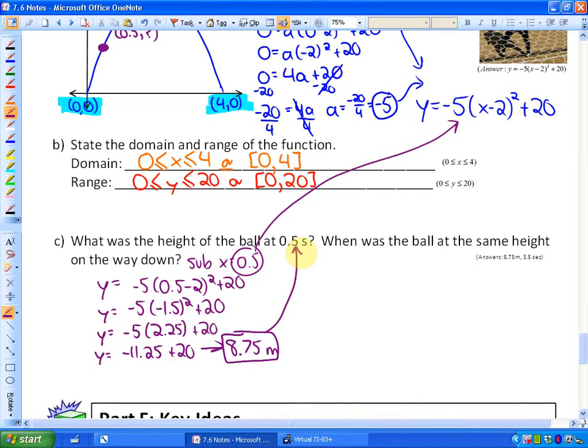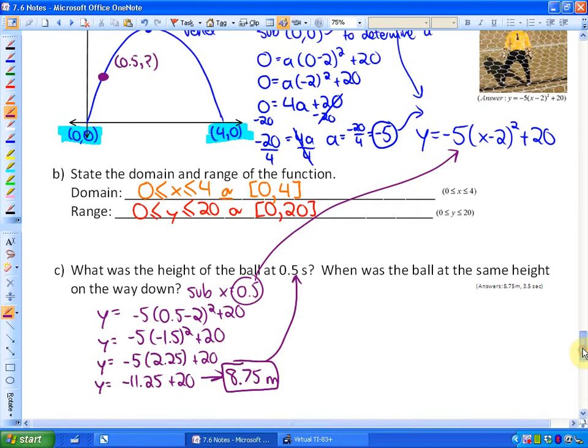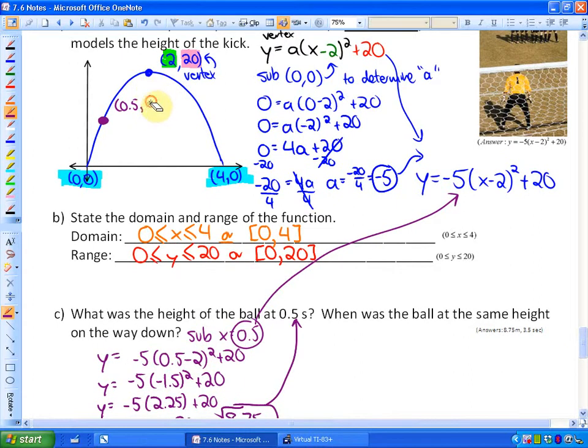The next part of the question says, when was the ball at the same height on the way down? So for this, we're going to use symmetry. If we know at 0.5 seconds the height was 8.75 meters, so that's 0.5 seconds from when it left, we should also know that 0.5 seconds before it landed, based on symmetry, it would be at the exact same height. So if I go backwards 0.5 seconds, that would give me 4 minus half a second, which is 3.5 seconds. So at 3.5 seconds, we had the exact same height. So the answer to this question is 4 minus a half, which is 3.5 seconds.